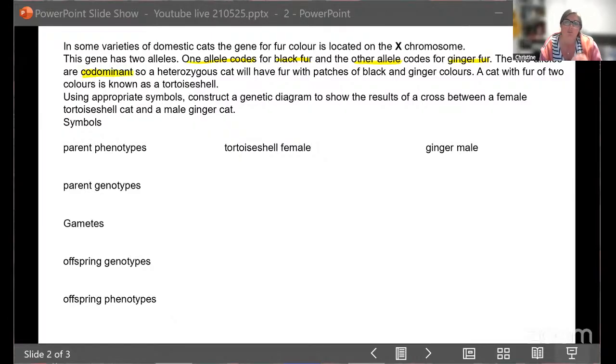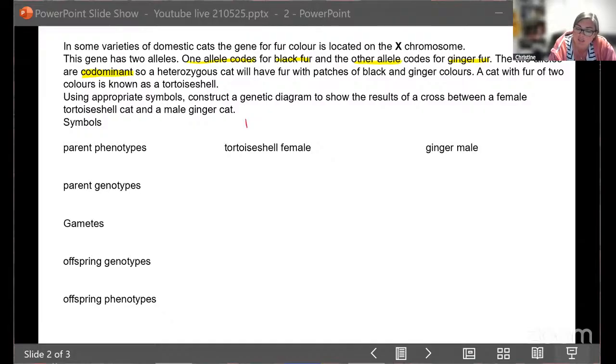So it's a bit like your blood groups, in the fact that your blood group can be AB because A and B are co-dominant. So we don't have one dominant over the other. It is multiple alleles. In this case, we're told that the black fur and the ginger fur alleles are co-dominant. It's asked us to come up with appropriate symbols, to construct a genetic diagram, and to work out the cross between a tortoiseshell female, which has both colors, and a ginger male.